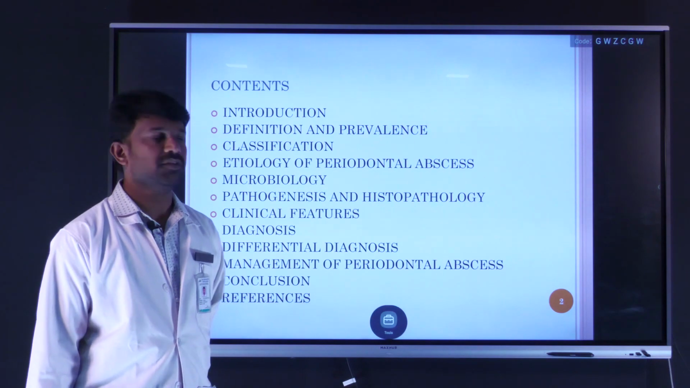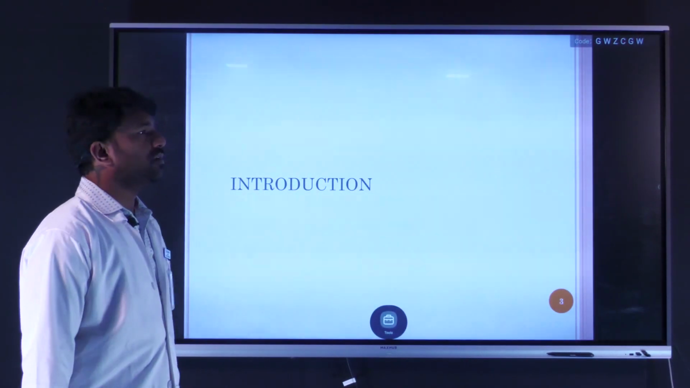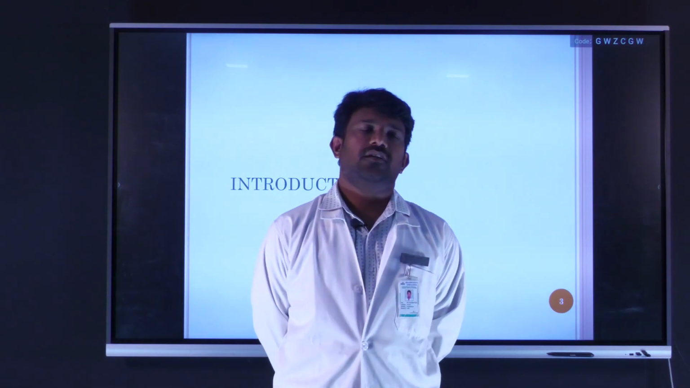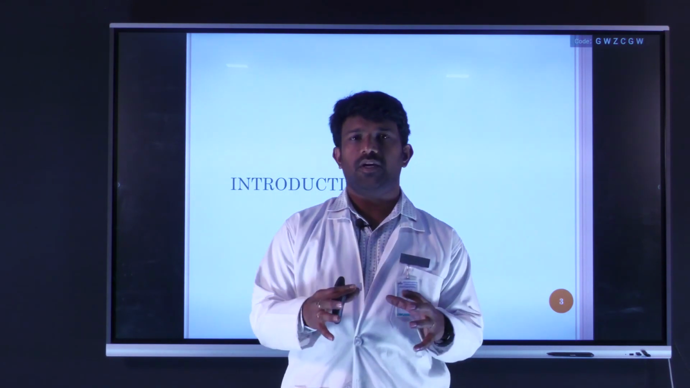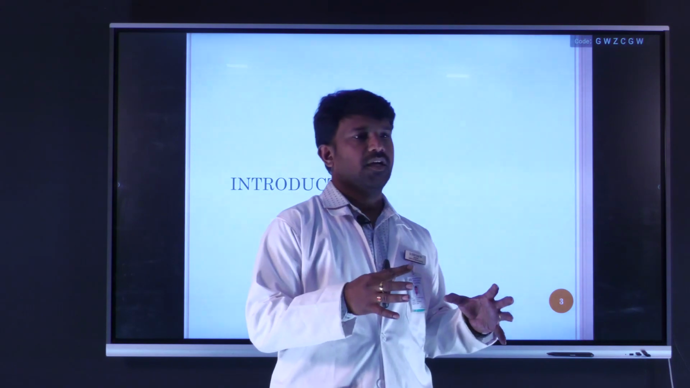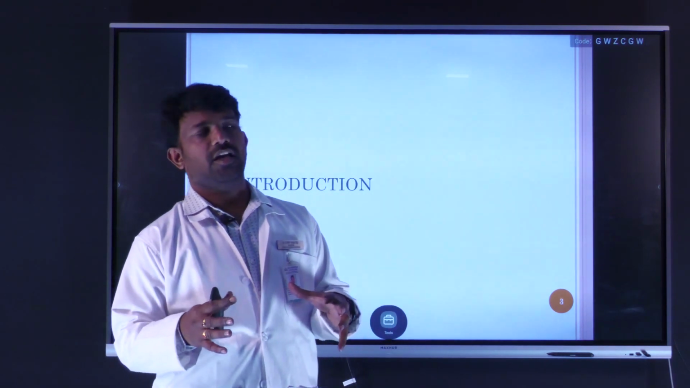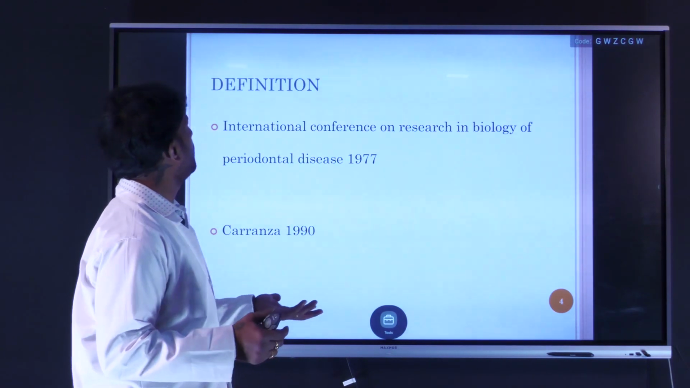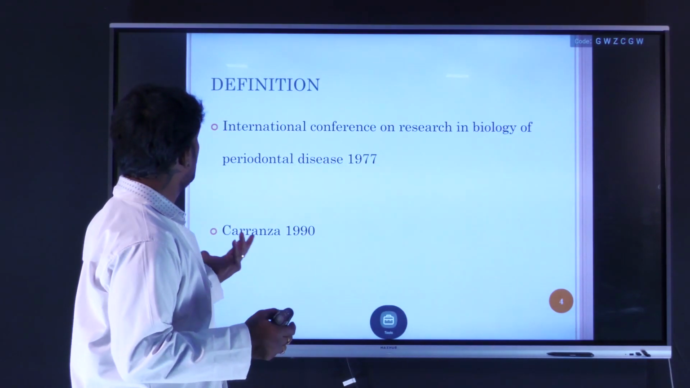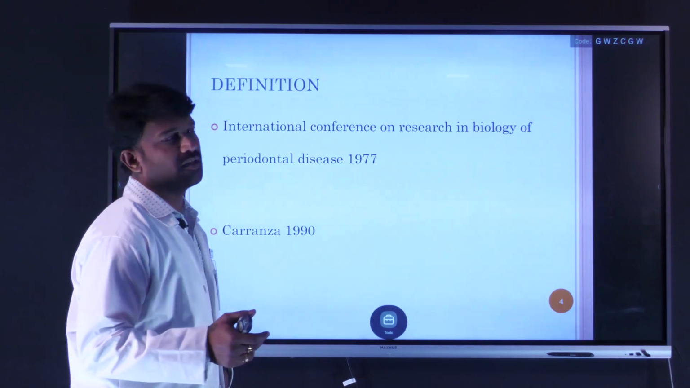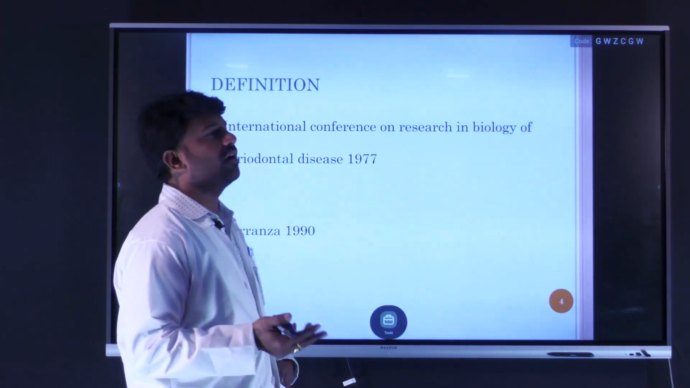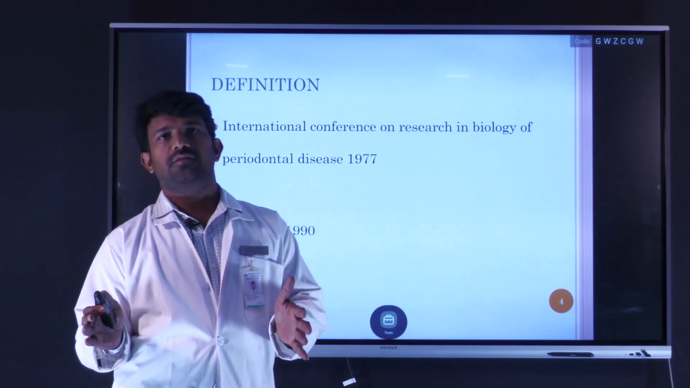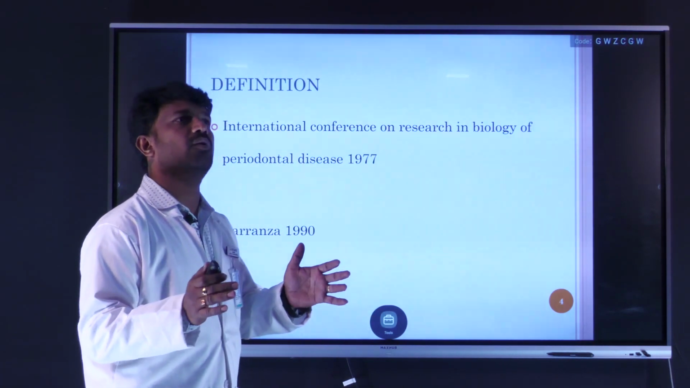of this periodontal abscess. To introduce, a periodontal abscess is a localized collection of pus, where pus accumulates at a particular point where the tooth is pathologically affected. For this we have definitions from the International Conference on Research and Biology of Periodontal Disease and Karanza, who both define a periodontal abscess as a localized collection of pus in a circumscribed area without a lining.